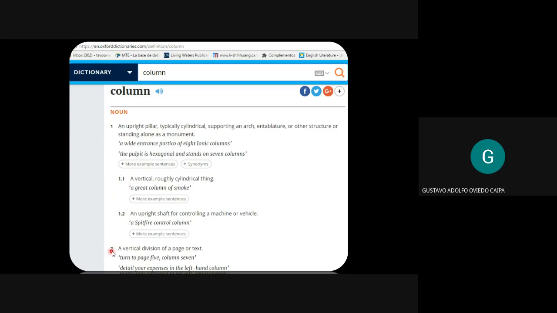But look at this sense, a vertical division of a page or text. This is moving a little bit far away from these other meanings. But if you see a vertical division, so the shape of the text, for example, in a newspaper, the meaning of that is a vertical portion of text. It is similar metaphorically. It is similar in shape to this normal meaning of column. That's why the dictionary, in this case the Oxford Dictionary, put this sense of column together in the same entry.